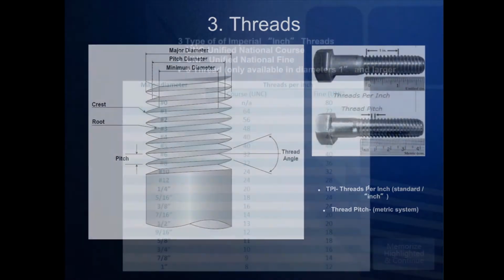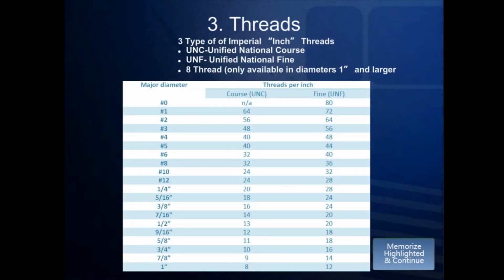There are three most common thread series available in the inch system for industrial fasteners. Unified National Coarse, which is UNC, is most popular. UNF, Unified National Fine, and 8 thread. Let's first talk about coarse thread. Coarse threads have fewer threads per inch than fine thread.